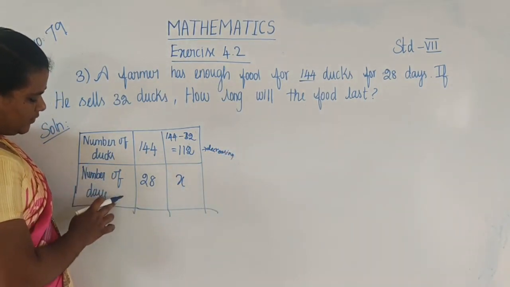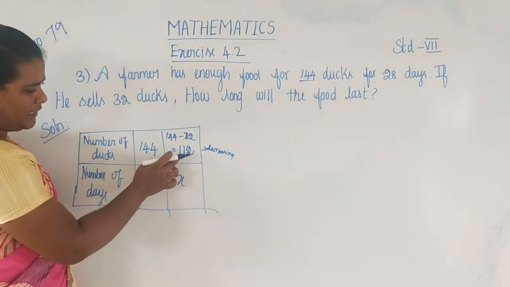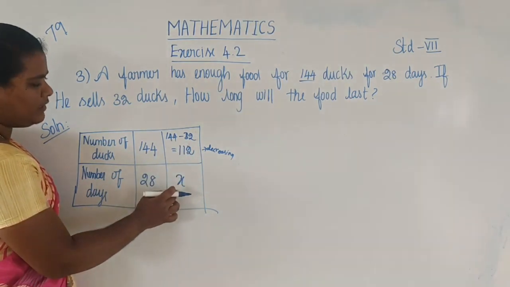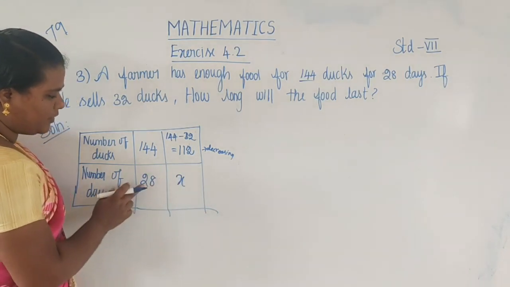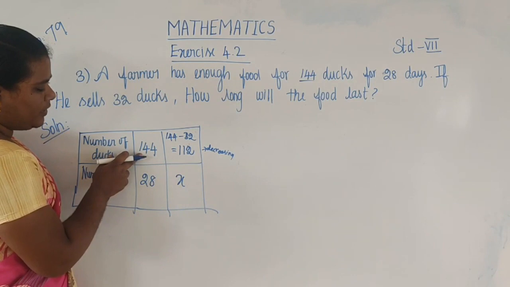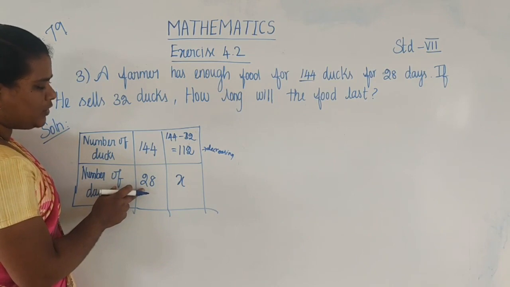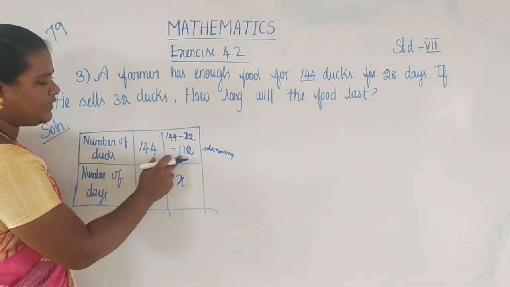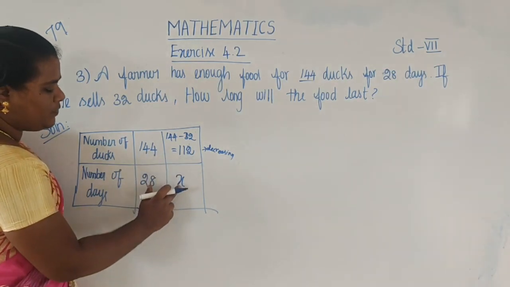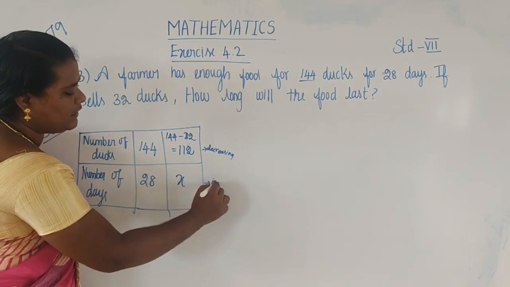And the number of days. This one is 28 days and that is decreasing. So the number of days must be increasing. For 144 ducks there is enough food for 28 days. For 112 ducks, these are decreasing. So the number of days must be increasing. So this one is increasing.